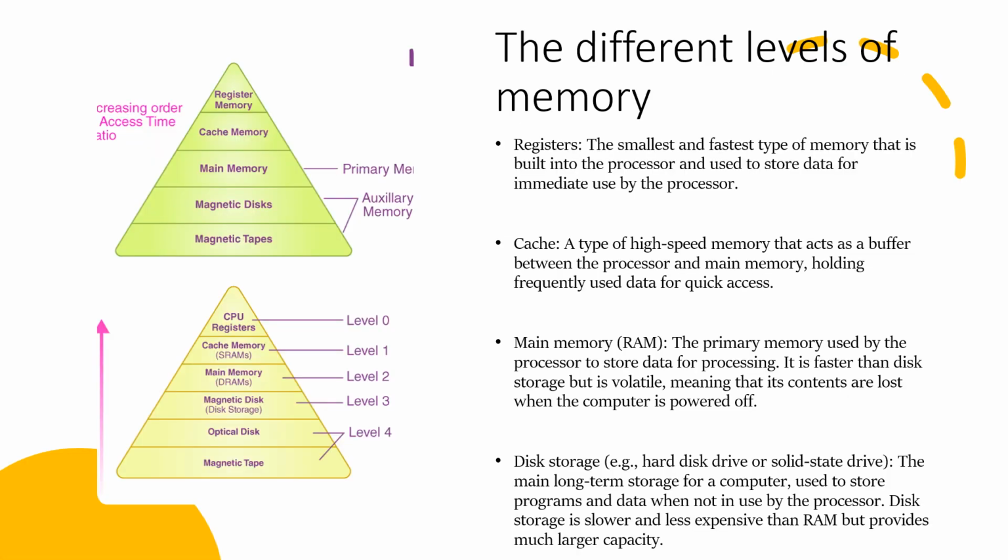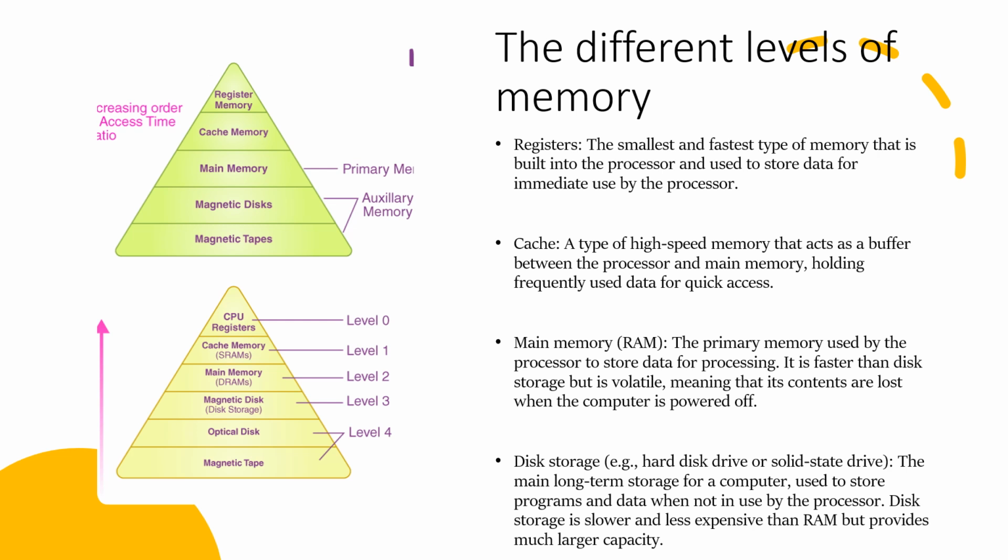Now let's discuss the different levels of memory. The different levels of memory are register memory, cache memory, main memory, magnetic disk, magnetic tapes. Registers. These are the smallest and the fastest type of memory that is built into the processor and used to store data for immediate use by the processor. Cache memory. It is a type of high-speed memory that acts as a buffer between the processor and the main memory, holding frequently used data for quick access.